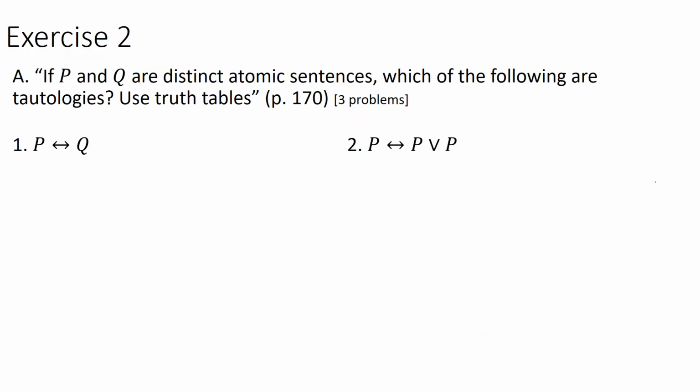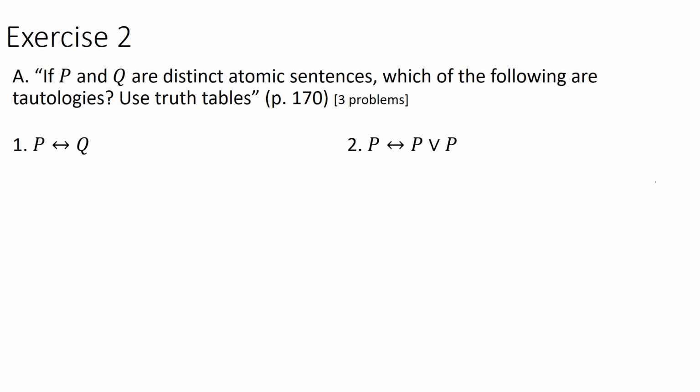All right, let's do some exercises. We'll do 3 problems from exercise 2A on page 170 of the textbook. We just want to find out if the given molecular sentence is a tautology or not by the use of a truth table. Number 1 is a biconditional, also known as equivalency. We have P if and only if Q.